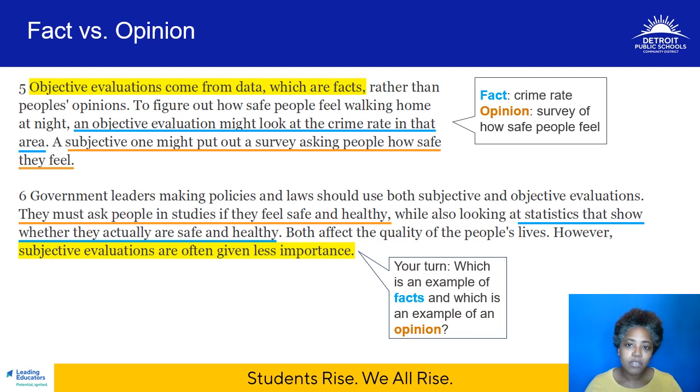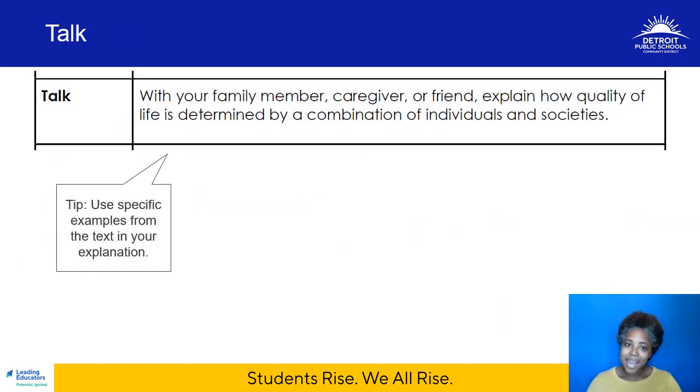Think about why governments seem to place less value on individual opinions or subjective evaluations. Why do they value those less than objective or fact-based data? Is it simply easier or more accurate to rely on facts over opinion? Write your notes in the margins of your text. Pause the video now and respond to that think question. Welcome back. Your thinking should have prepared you for the discussion that you're getting ready to have.